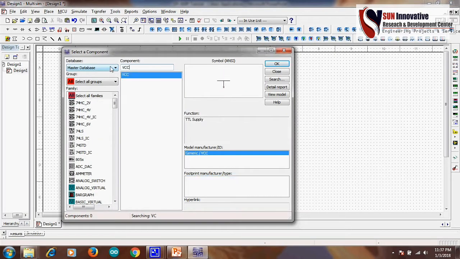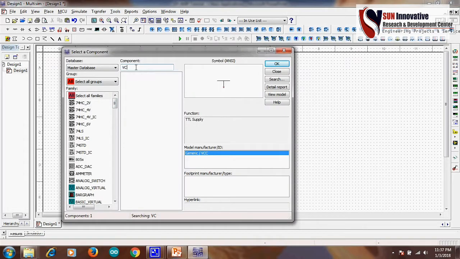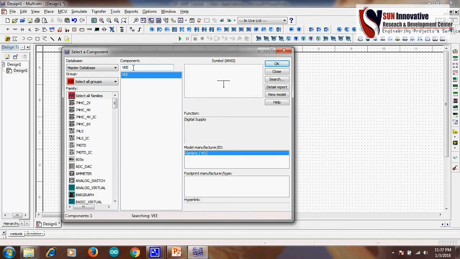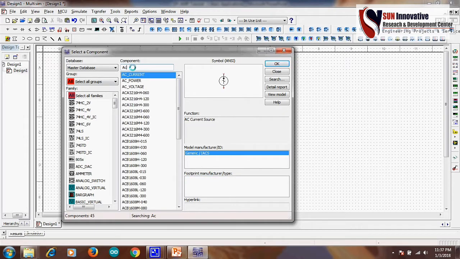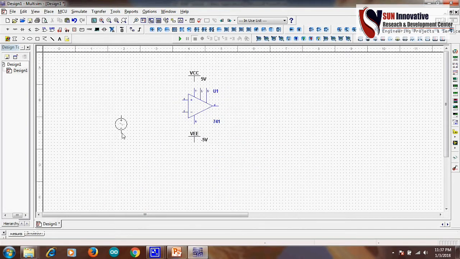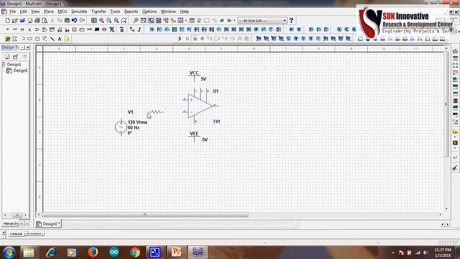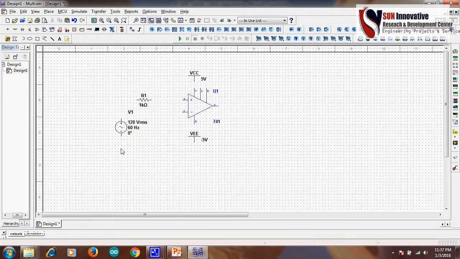Now take the VCC as a voltage supply. Take VEE for the negative biasing voltage, and another to take AC power for the input supply, and a resistor and ground. Now we have taken all the components which are required to design the inverting amplifier.